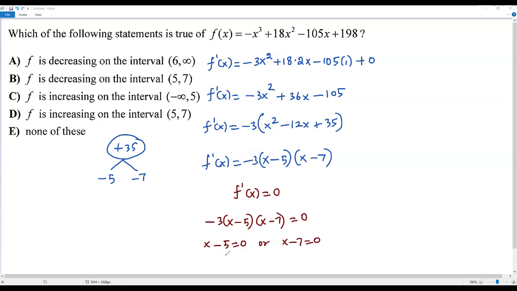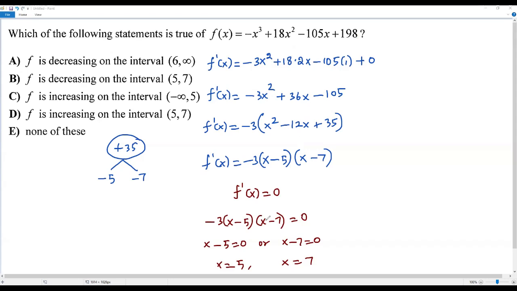Now if I solve this equation, I have to add 5 to both sides. In that case, I'm getting x equals 5. Solving the other equation, I'm getting x equals 7. So equating the first derivative to 0, I'm getting two values for x. Now we have to consider the domain of the given function. Here in the given function of x, we have a polynomial. Whenever we have a polynomial, it's defined for all real values of x.